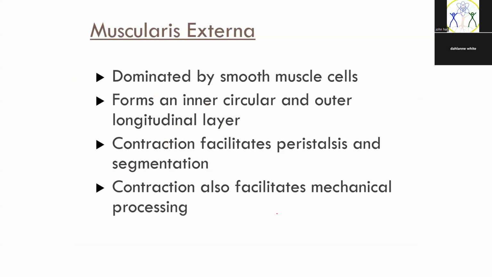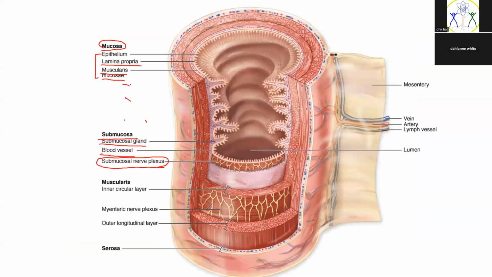Now the muscularis externa. Let's jump back and see what the layers are. You'll notice that the muscularis externa has an inner layer of circular muscle, right? And then in some cases, you will have a layer of myenteric nerve plexus. Then an outer layer of longitudinal muscle.